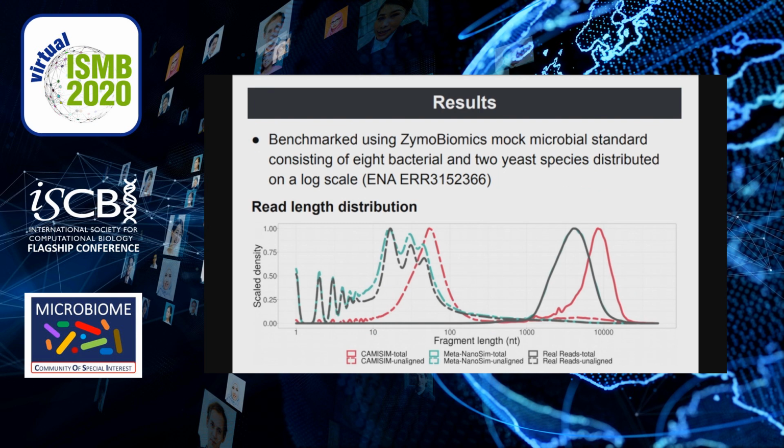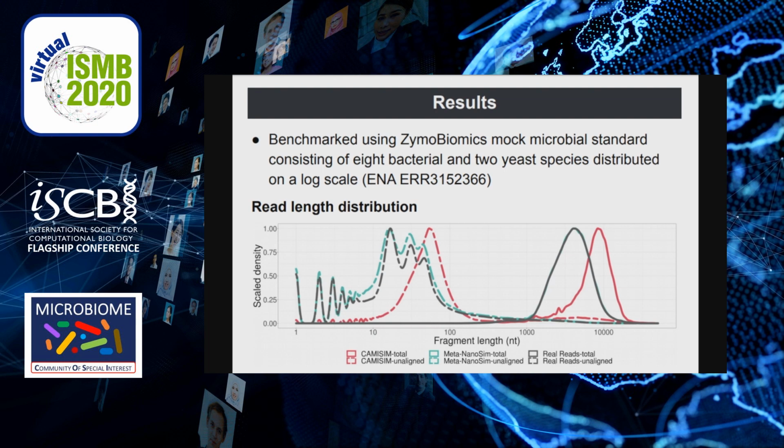To compare the performance of Meta-NanoSim and MBARC, we trained on a mock microbial community consisting of 8 bacterial species and 2 yeast species, distributed on a log scale. The plot here shows the distribution of the total read length, which is represented by the solid line, and the unaligned regions on the ends of each read, which is represented by the dashed line. In both distributions, the read lengths of the simulated dataset from Meta-NanoSim closely follow the empirical length distribution. In particular, the simulated total read length distribution directly overlaps the distribution in the empirical reads.